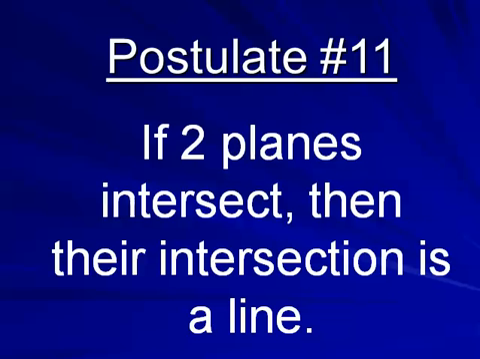Postulate number 11, if 2 planes intersect, then their intersection is a line. So if we draw our first plane, and we're going to use a parallelogram to represent it, and then we draw a second plane, where they cross would be a line. And it's a line because it continues going in both directions, or it continues going lengthwise as our planes continue out.